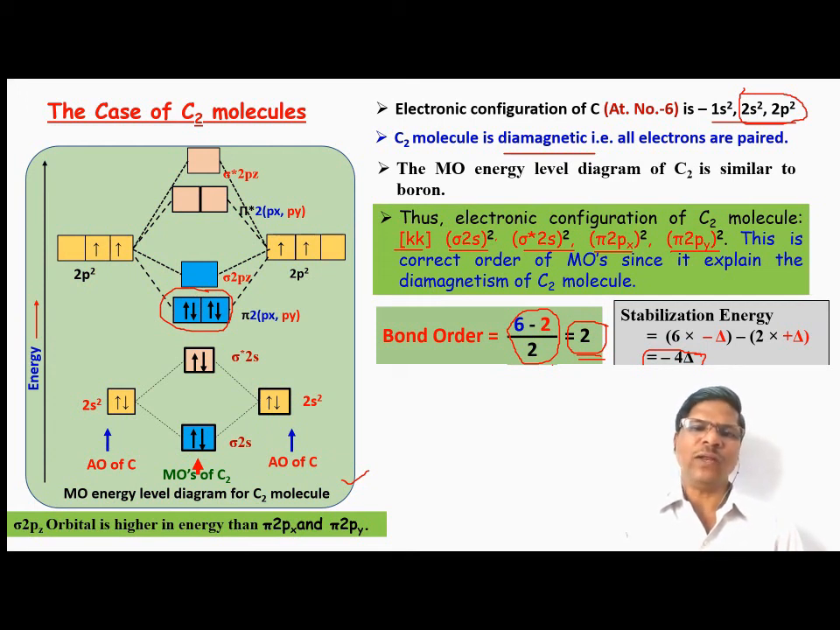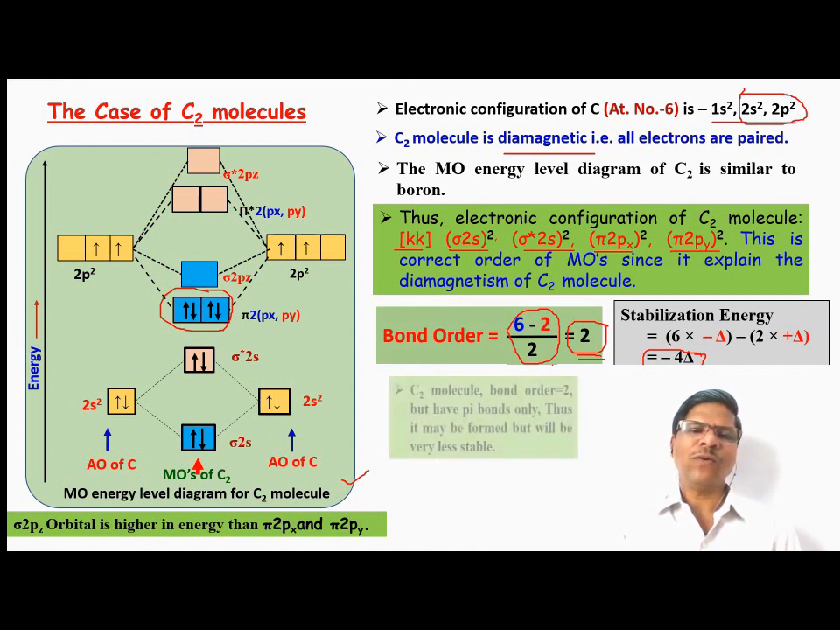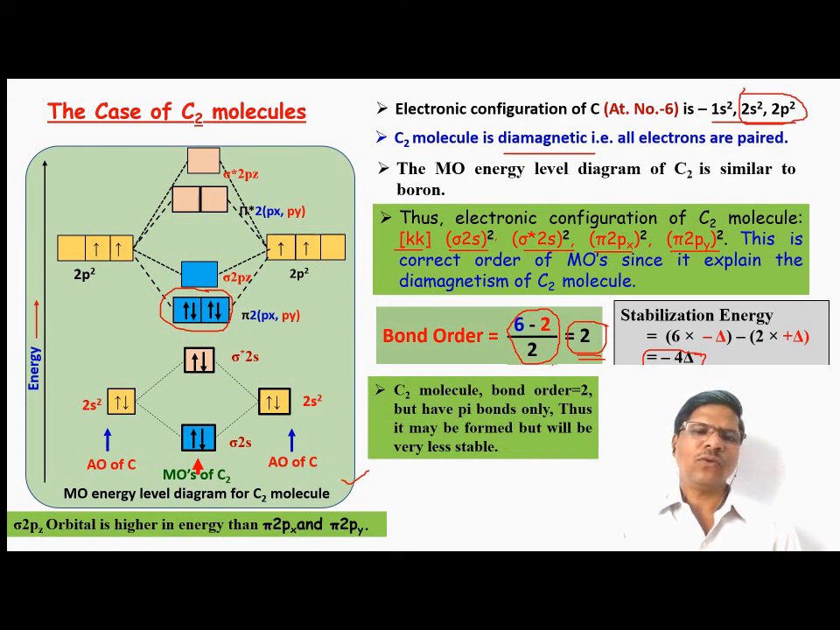It cannot be isolated. The reason is again the formation of pi bonds only, which are very less stable, having very little strength, and they can be formed only in the presence of sigma bonds. Okay, so for the C2 molecule and the B2 molecule, what we have to remember is that the 2pz atomic orbital is higher in energy than the 2py and 2px molecular orbitals.